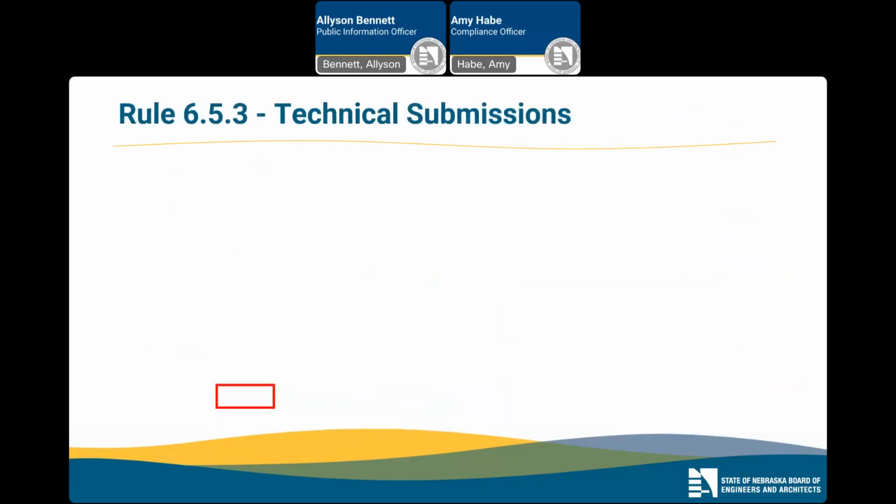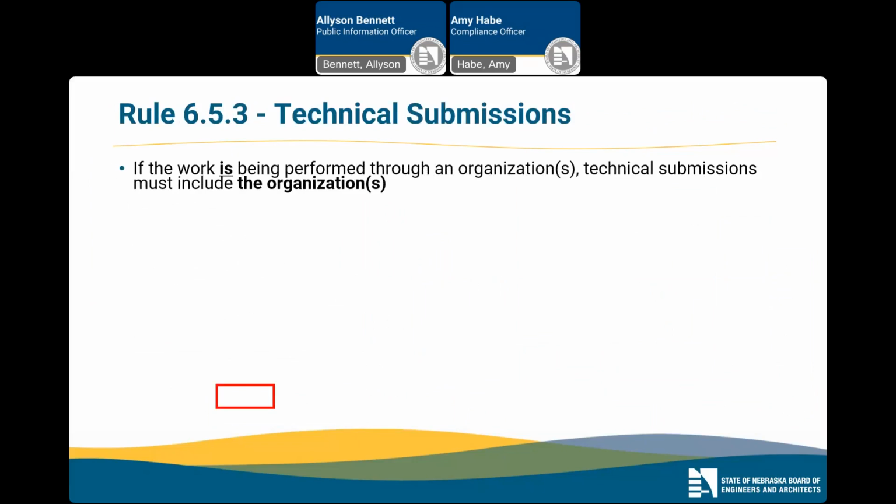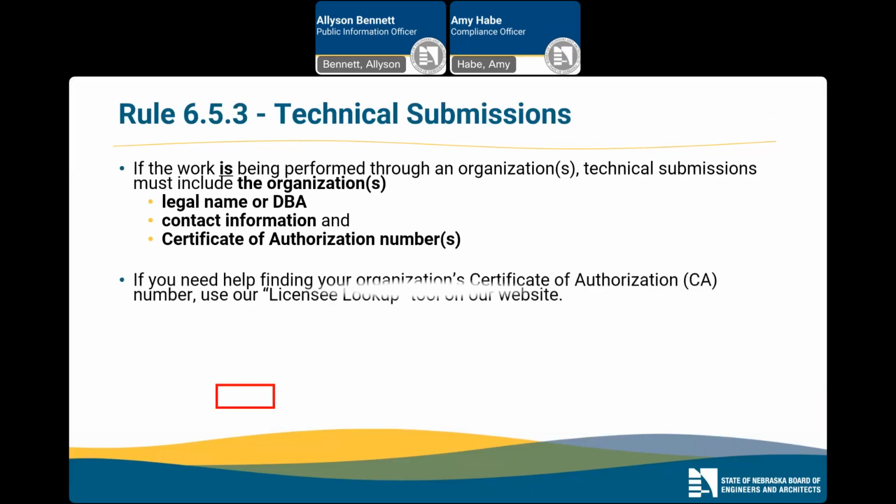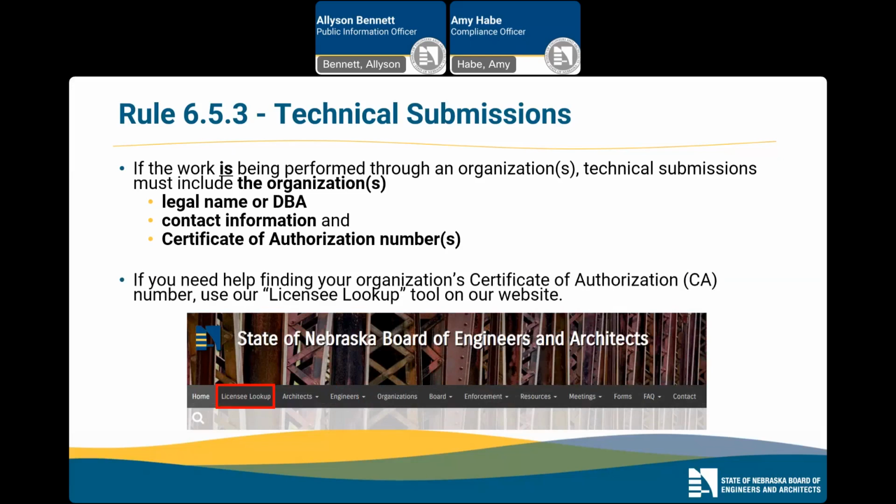All right, so next we're going to look at technical submissions if the work is being performed through an organization. The technical submissions must include the organization's legal name or doing business as, the organization's contact information, and the organization's certificate of authorization number. If you need help finding your organization's CA number, on our website, we have the licensee lookup feature. If you just select that and type in their name, it should bring it up, and that will give you their CA number.